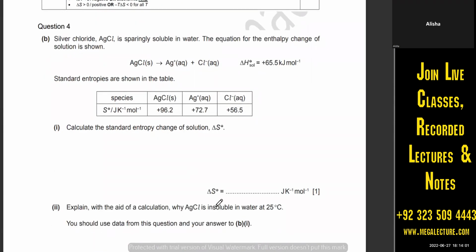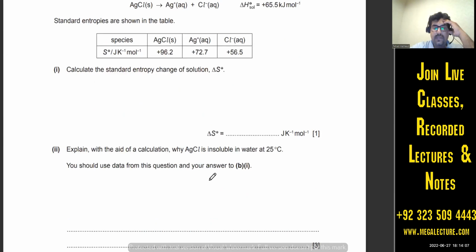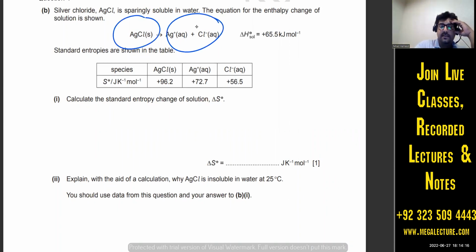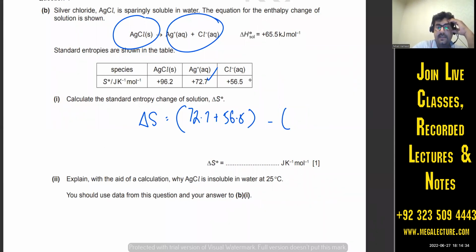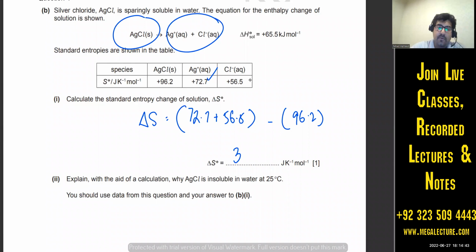Okay, let's clear the last one. So now this one, we'll calculate delta S quickly. So again, products minus reactants. So delta S is products, that's Ag plus 172.7 plus Cl minus 1, that's 56.5. Okay, minus the reactant, which is AgCl solid, that's 96.2. What do we get for this? 33. You're getting 33. Point what?